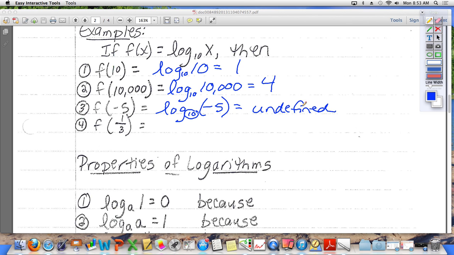This is log base 10 of 1/3. So what's the log of 1/3? What do you get? Negative, and that's fine, negative 0.48. Can we do 3 numbers after the decimal? Negative 0.477, I think is what I got.